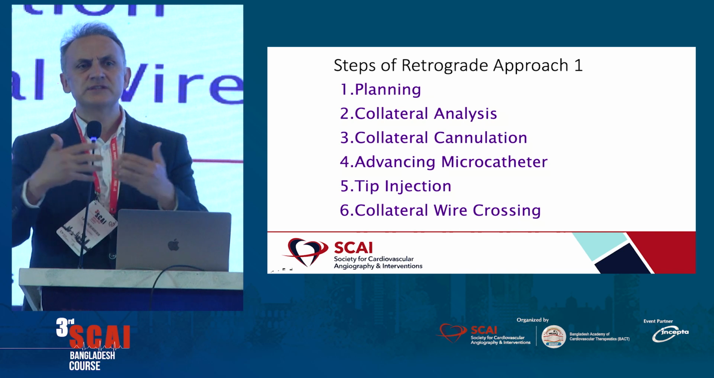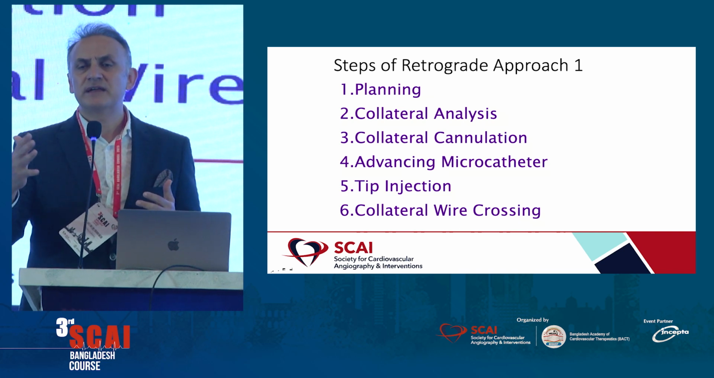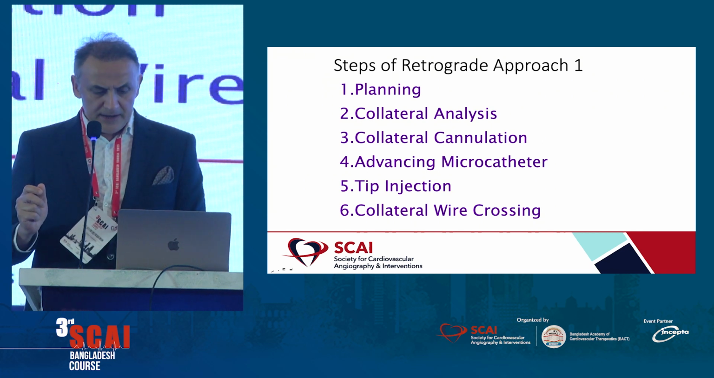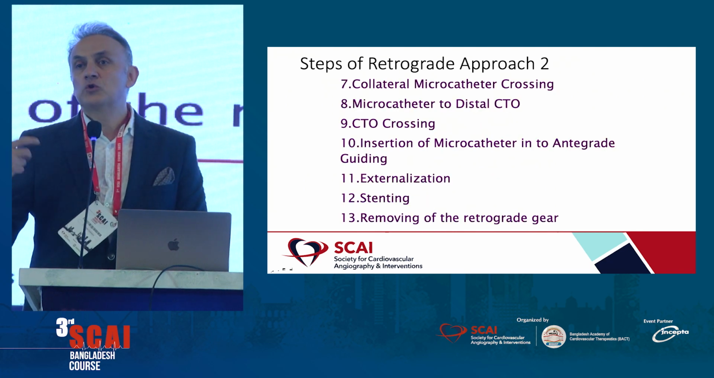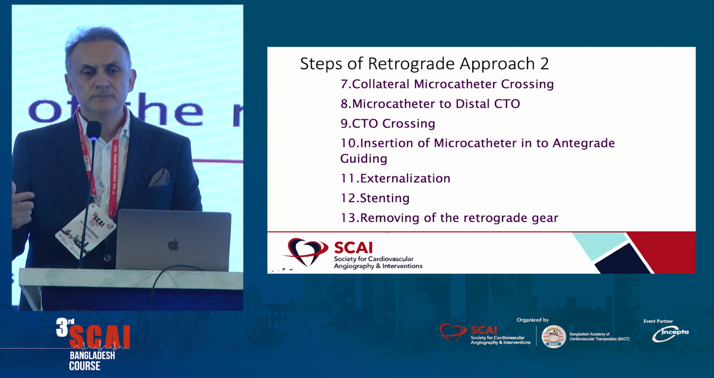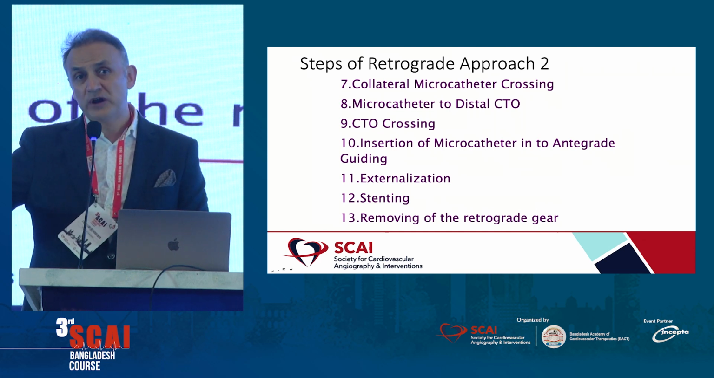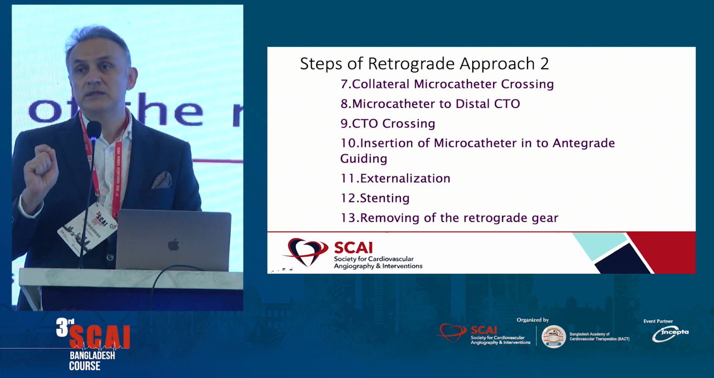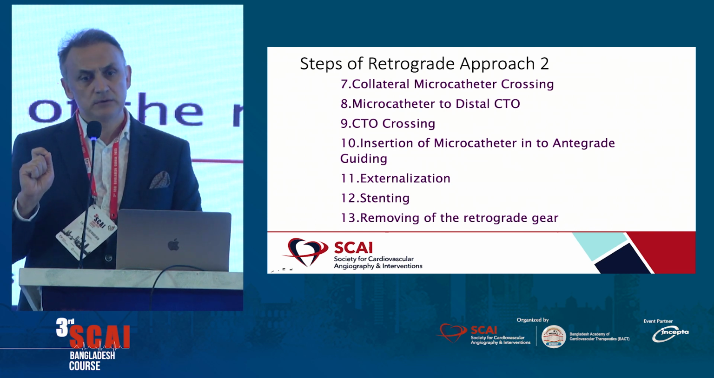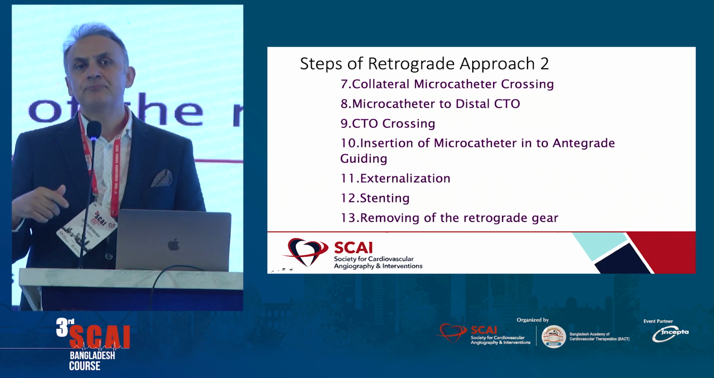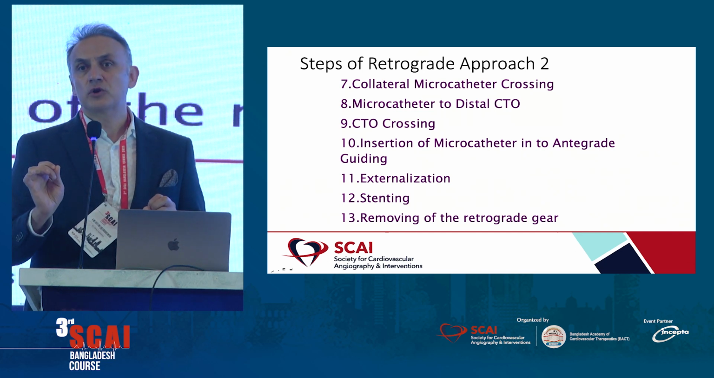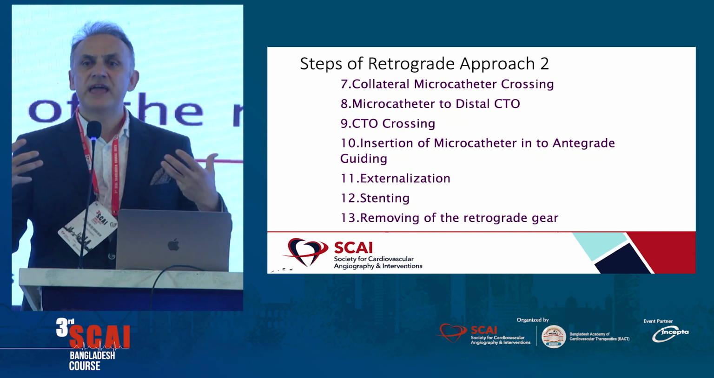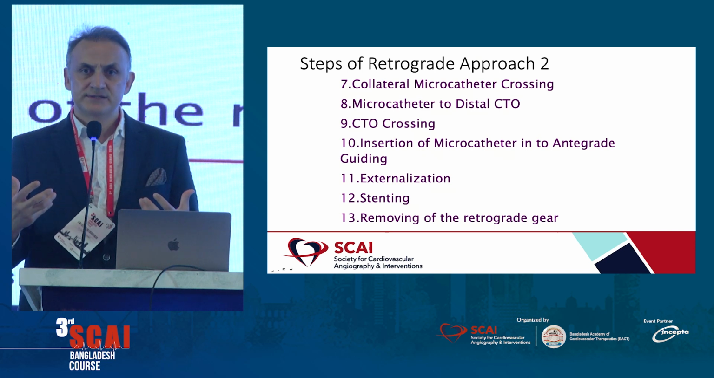There are different side branches. Some of them are not straight, some of them are good. So choose which one you should follow. And after tip injection, we try to wire the collateral. And then after we cross the collateral, we have to insert our microcatheter. Sometimes it is difficult. And then we should push our microcatheter at the distal part of the CTO, and then we can have our CTO wires.